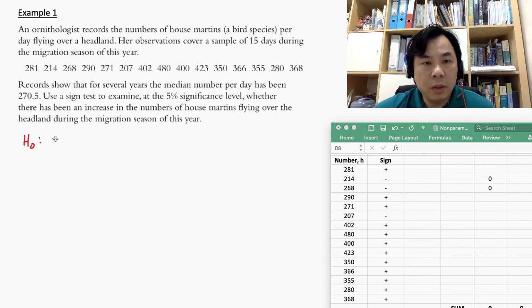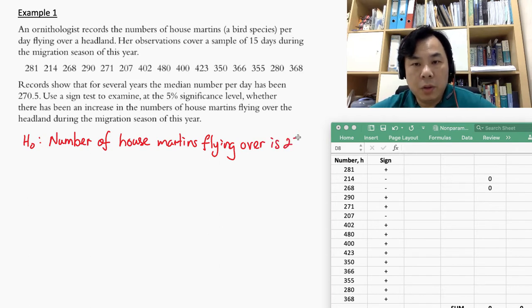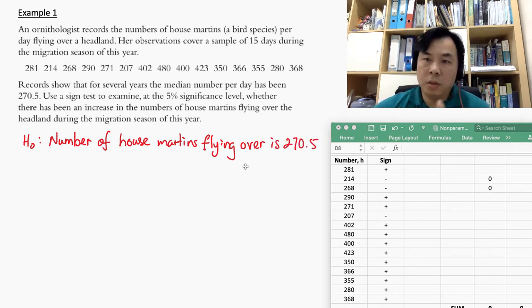All right, so the number of house martins flying over is 270.5. Let's assume that it does not change.